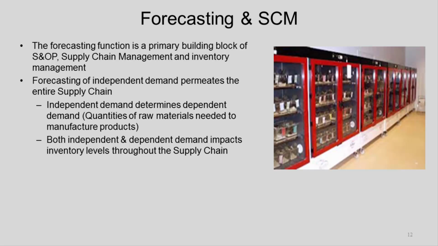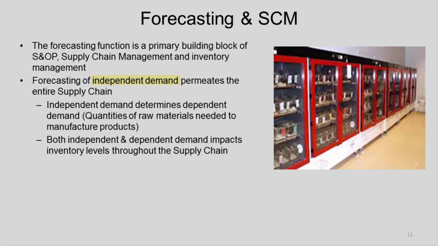Bullet point number 2. I mentioned briefly these terms, but we're going to stop here and bring some additional definition because it's really quite important. Forecasting of independent demand. That's a term that we're going to stop and talk about. Permeates the entire supply chain. What does that mean? Independent demand forecasting is always about finished goods. How much do we think we're going to sell in the marketplace?